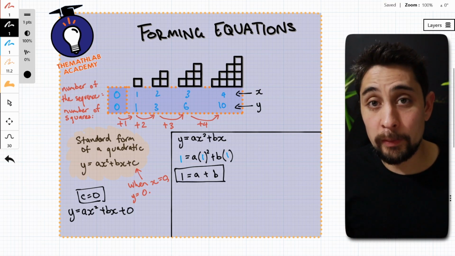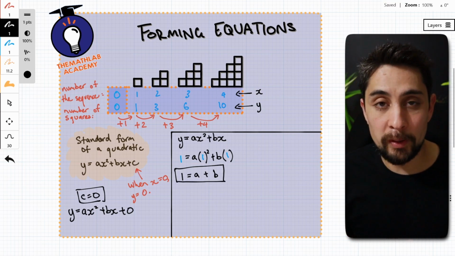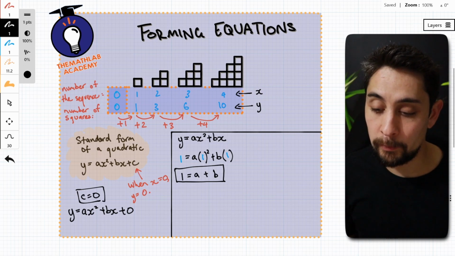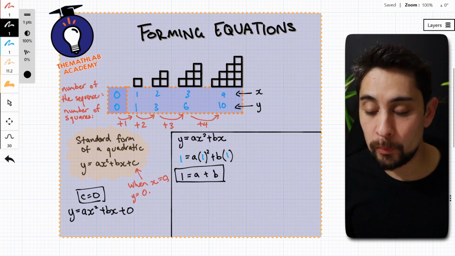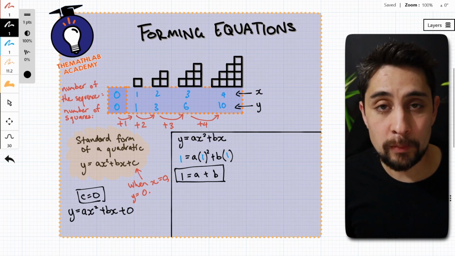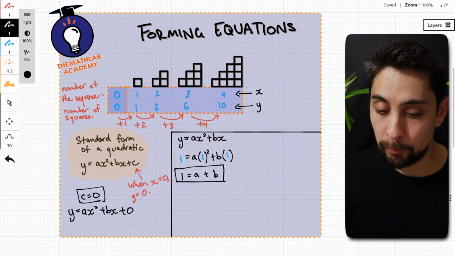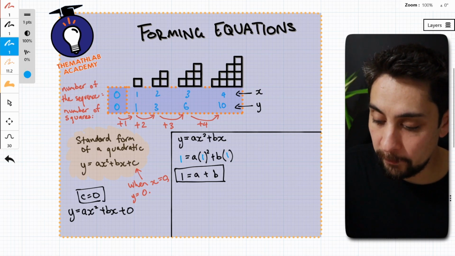Now we're going to do the exact same thing, but instead of using 1 and 1, we're going to choose some other numbers from our table. It doesn't matter which numbers we choose, so I'm just going to go with the next one in the sequence, which is 2 and 3. So our y value is 3.